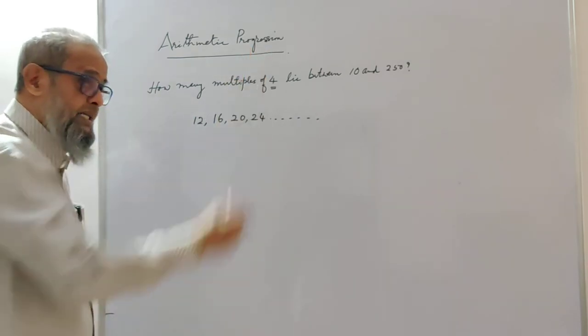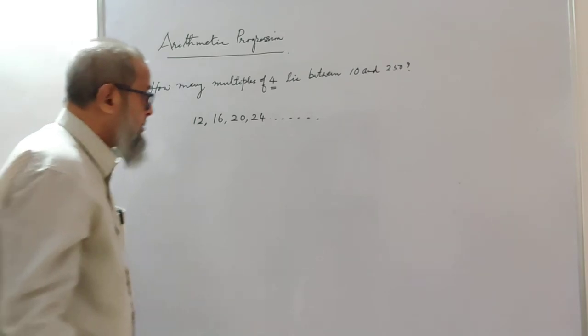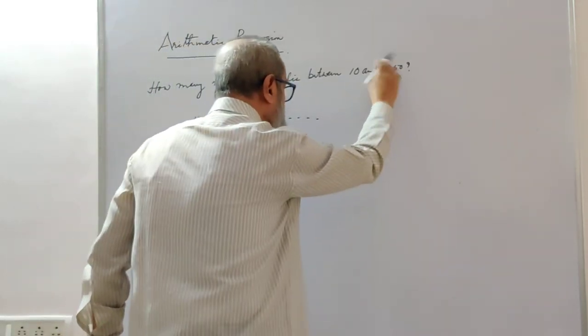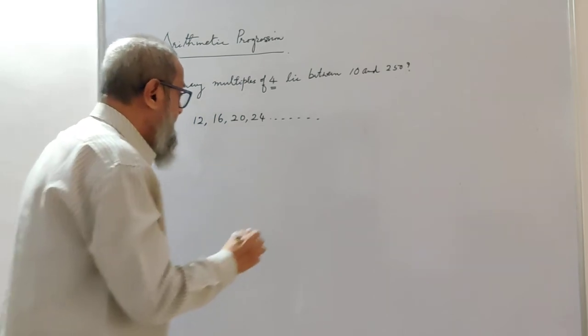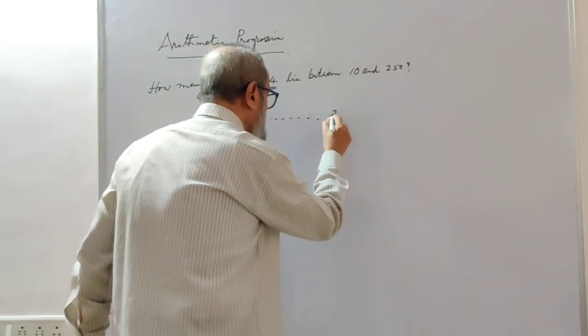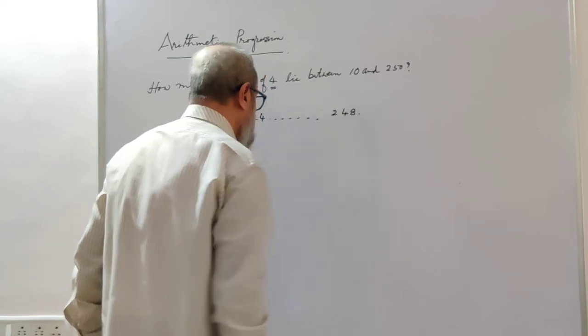Now, what will be the last number? What will be the last term? The last term will be less than 250 and it is divisible by 4. That is, the last number will be 248.